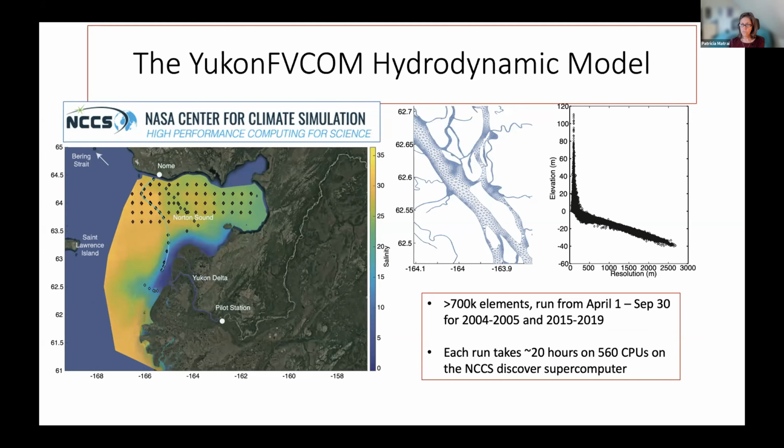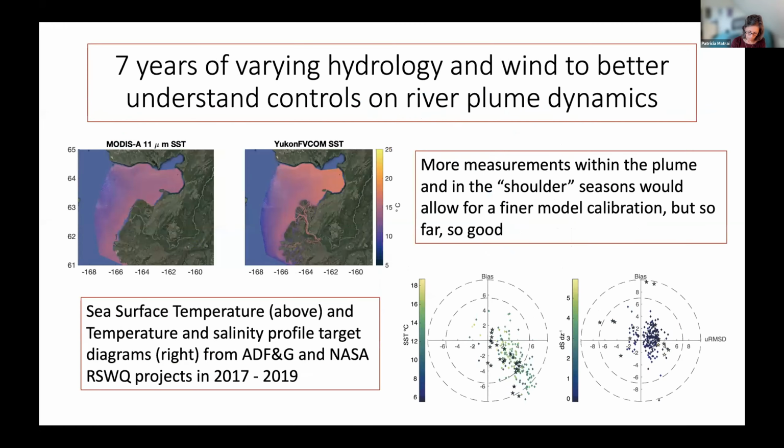And for this model, we've run it for 7 years from April 1 through September 30th for 2004 and 2005 and 2015 through 2019. And for the statistical analysis I'll show next, we start the model analysis on May 15th because we don't have a representation of dynamic sea ice, although the capability is possible, and we hope to implement that in the future. And for this model, each run takes about 20 wall clock hours using 560 CPUs on the NCCS Discover supercomputer.